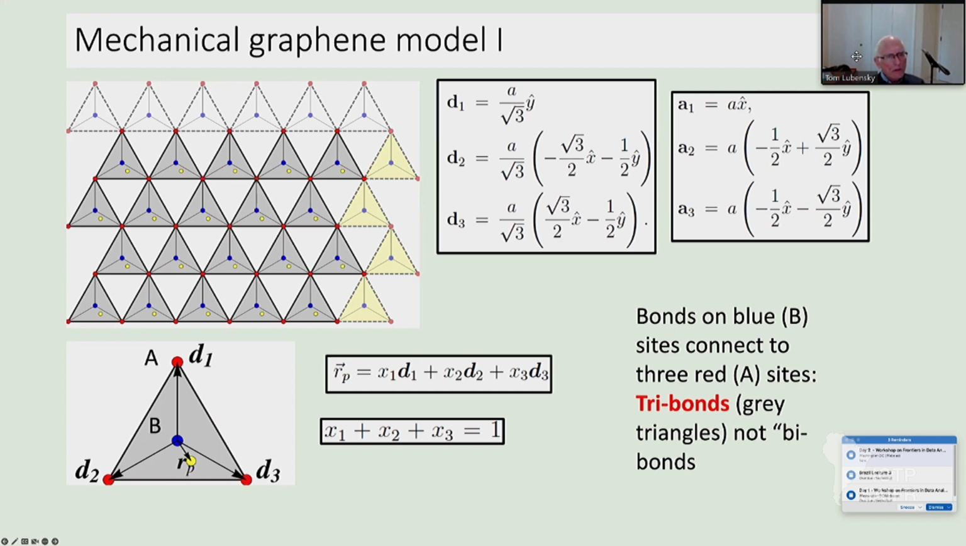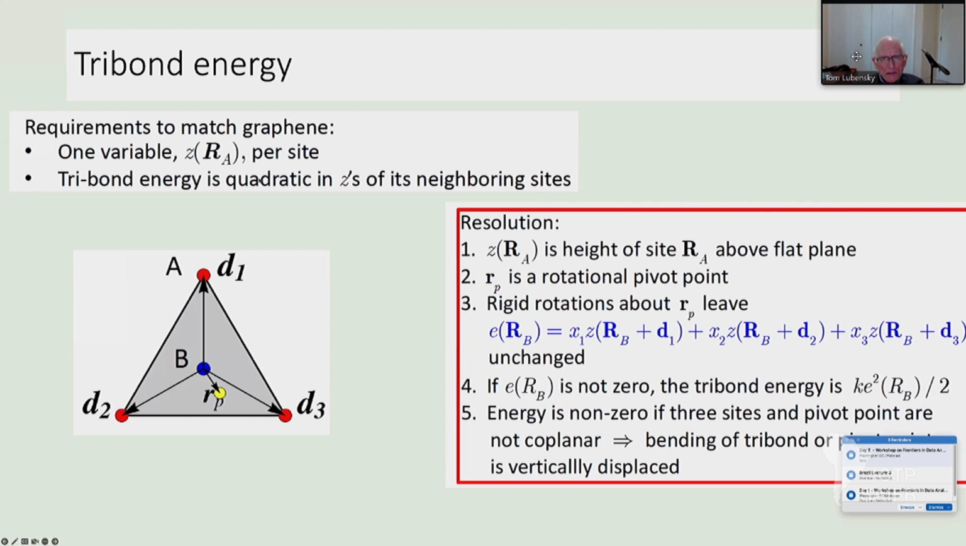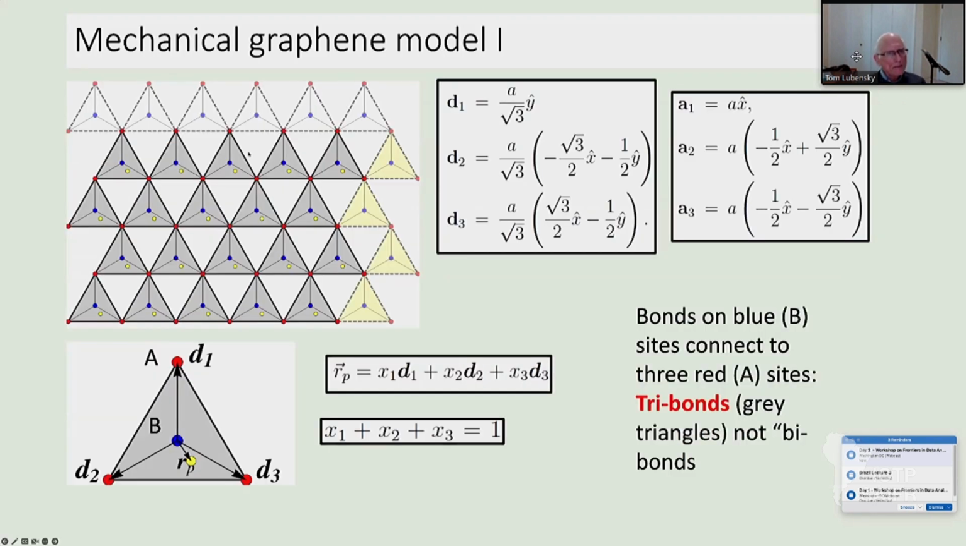So the red sites we're going to call the sites, and the blue sites are where the bonds are, the tribonds. And the yellow thing is, what do you call it? It's basically a site that you could rotate about. I've now forgotten what I call it. It's called a pivot point. Yes, a pivot point. So this point is either attached to a spring or to a point, so that you can only rotate in 2 dimensions about that site.